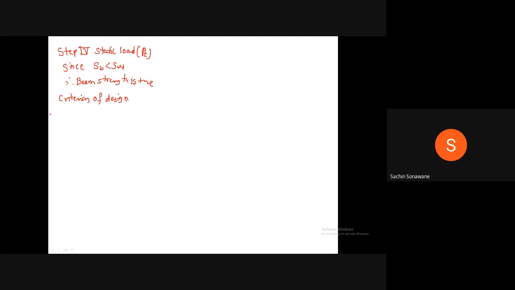If wear strength is less, then we have to write here wear strength is the criterion of design. Beam strength is the criterion of design means what? Bending failure will be there. Failure will be of bending nature.